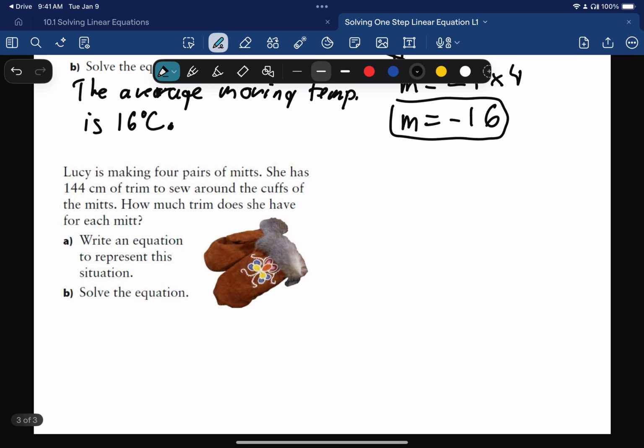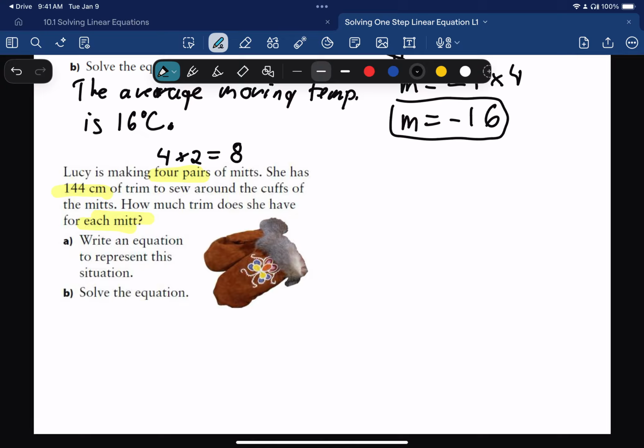Last one. Lucy is making 4 pairs of mitts. Okay, so that's some key information. She has 144 centimeters of trim to sew around the cuffs of the mitts. How much trim does she have for each mitt? Okay, so each mitt. If she's making 4 pairs, how many mitts are in a pair? There's 2. So she actually has 8 individual mitts, right? Because she has 4 pairs.